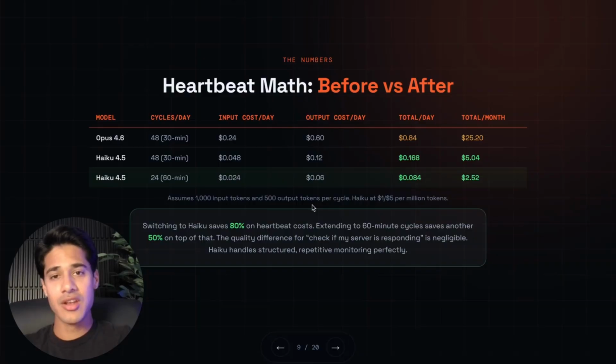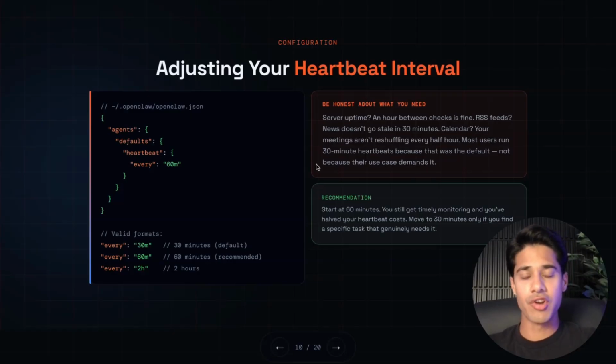If you extend to a 60-minute heartbeat cycle, which is pretty sufficient for most monitoring, you cut the Haiku cost in half, down to about $2.52 a month for all your background automation. That's pretty much free.